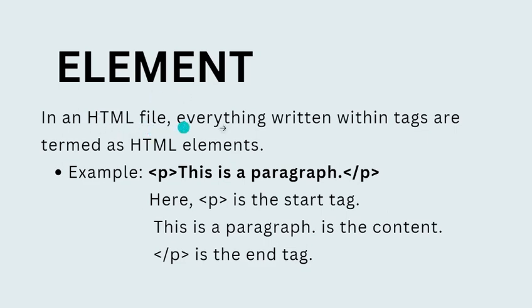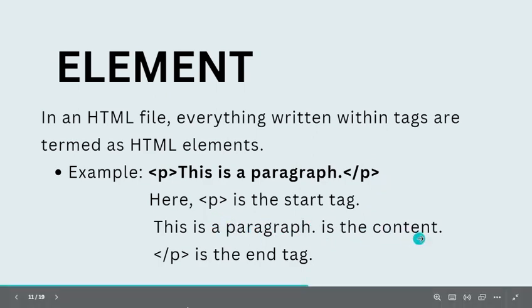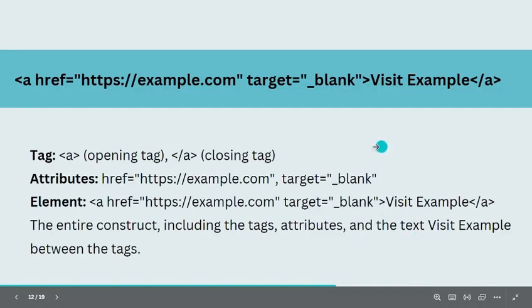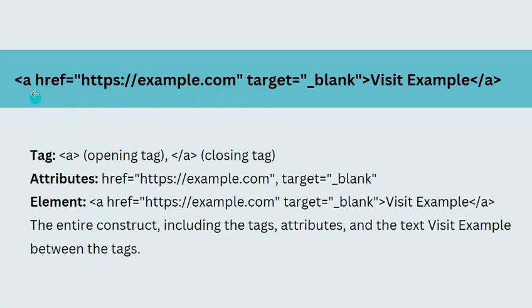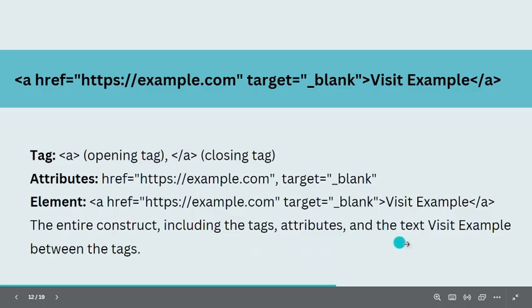Now going into the element, it is everything which is written within the tags as well as tags. So here the paragraph tag, this is a paragraph and the closing paragraph tag, everything is element. So here I'm taking an example of anchor tag. Here I'm using href, this is a reference. So the href here will be the attribute, the anchor tag will be the tag and everything together is the element. Now let's understand this by writing a program.